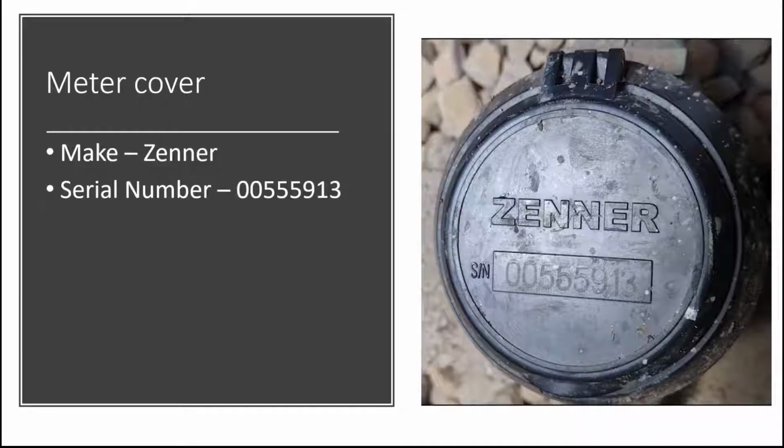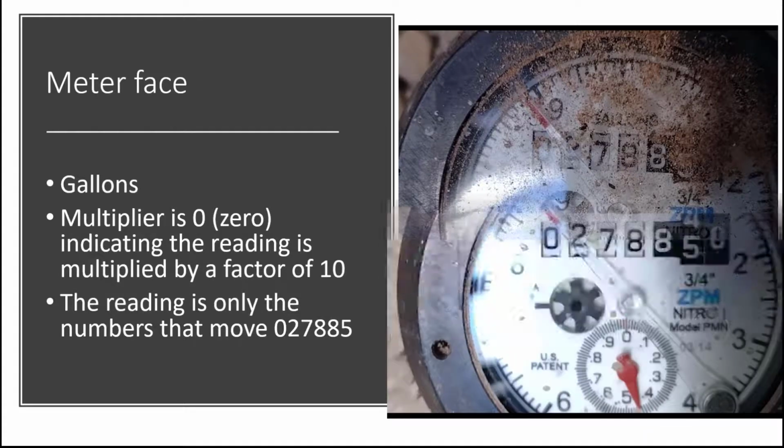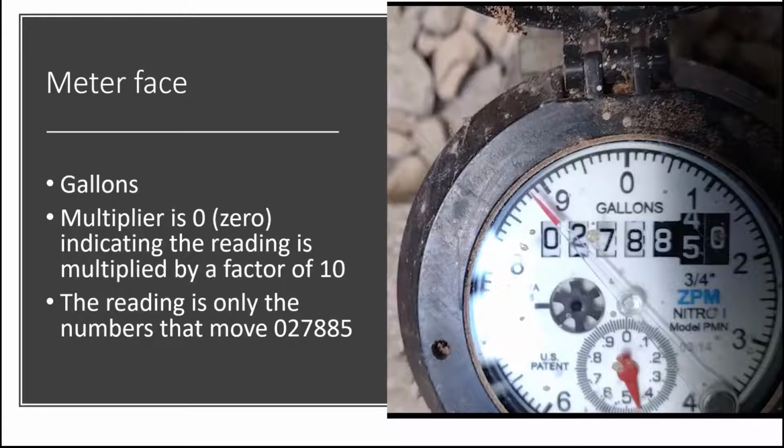Next, you would put that on the form, or you would put that number into the system depending on how you are submitting it. This is a Zinner meter. The serial number is 00555913. This meter was very difficult to read as some sand had blown in on top of it, so it may require for you to clean the face of the meter before you can read it.